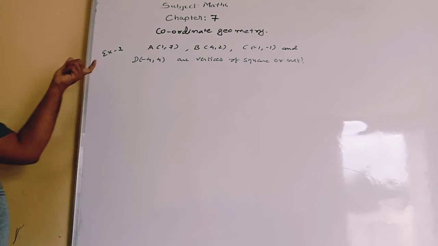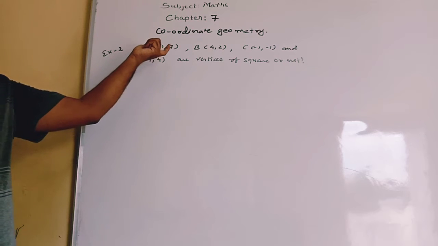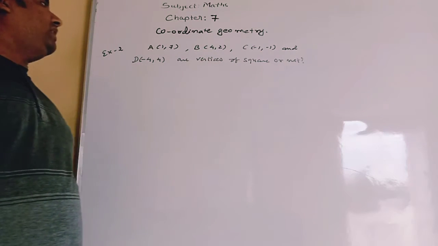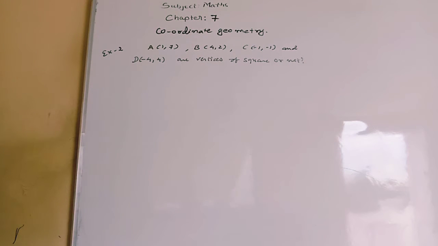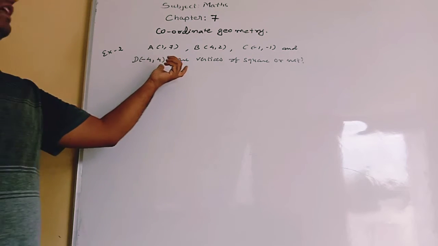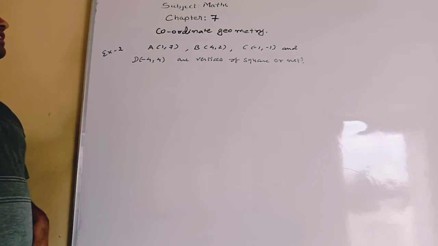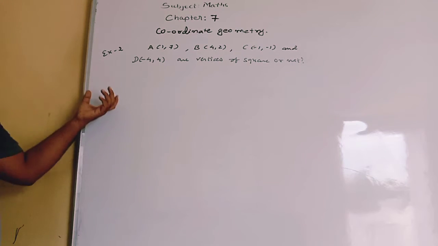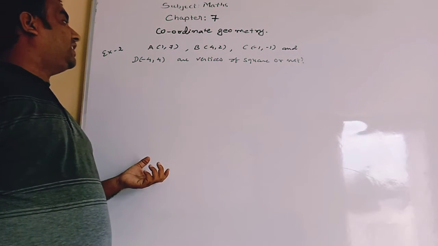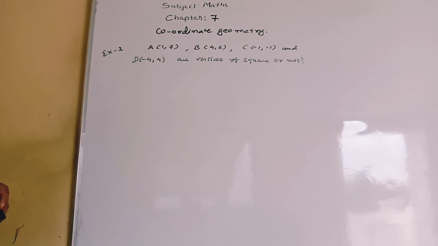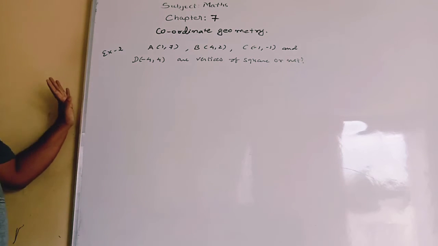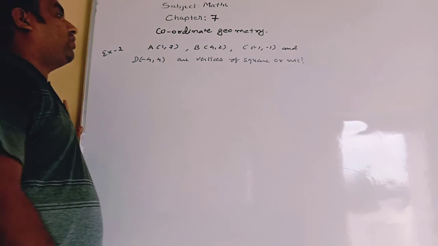Here we are given example 2: whether A (1, 7), B (4, 2), C (-1, -1), D (-4, ...) are the vertices of a square or not. So we know that in a square all four sides are equal as well as the diagonals are equal. So we will find out the four sides and two diagonals. If the lengths are equal, then we are able to say that they are the vertices of a square or not.